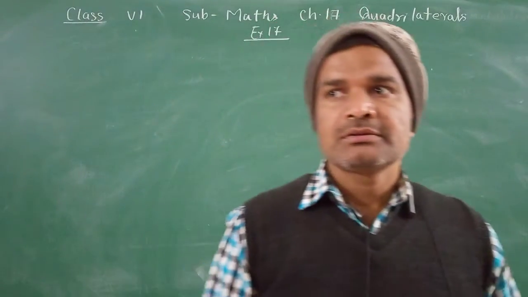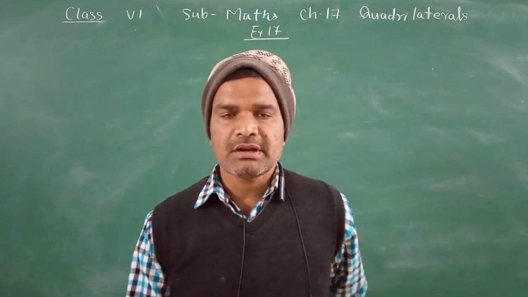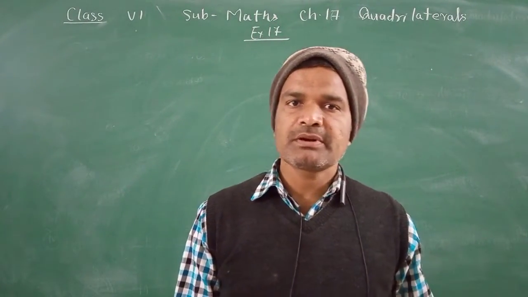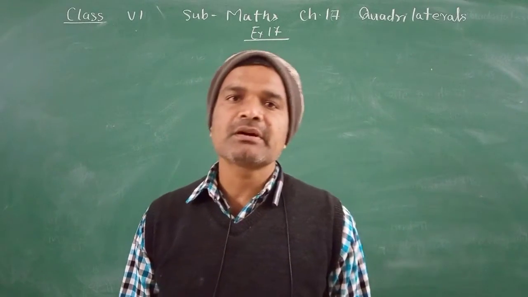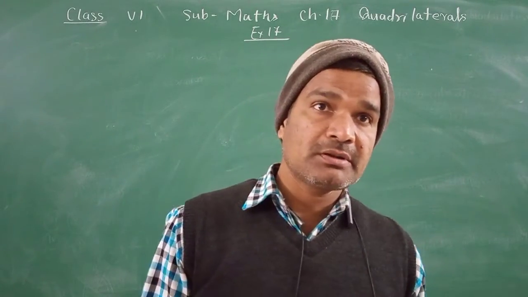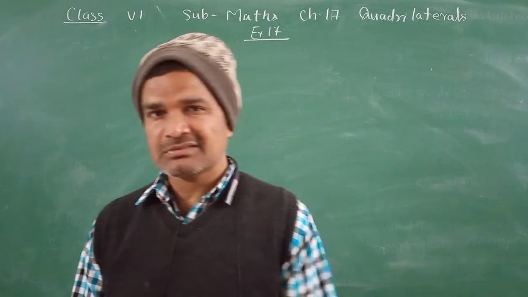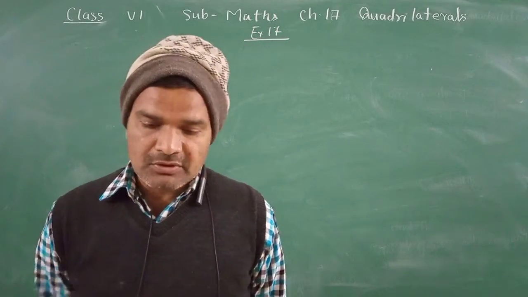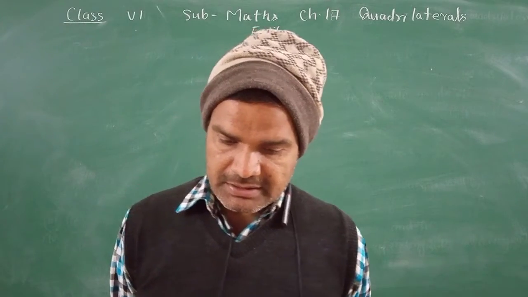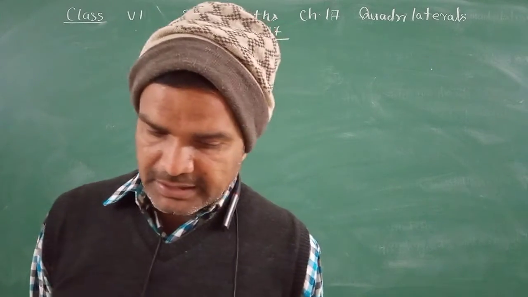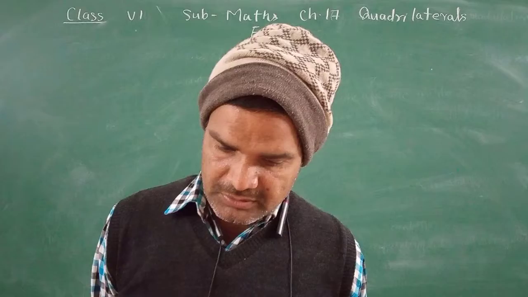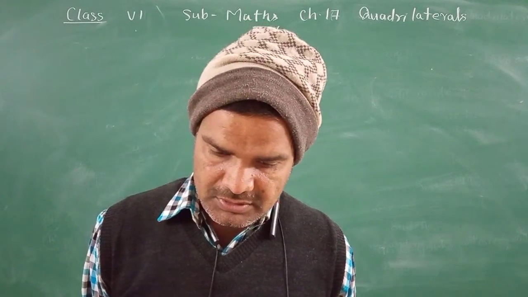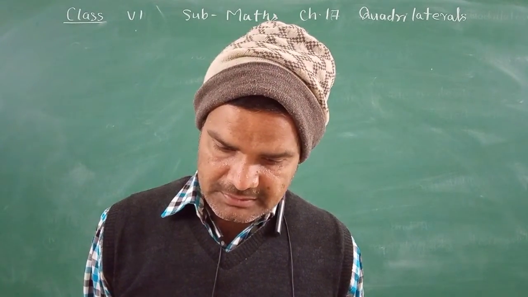Good morning, student. Dear student, in a previous class we discussed the properties of the quadrilateral, that is properties of the parallelogram, properties of the rectangle, properties of the square, and so on. Now in this class we will solve exercise 17a. In the first question, an adjacent figure of a quadrilateral has been shown. Name its diagonal.